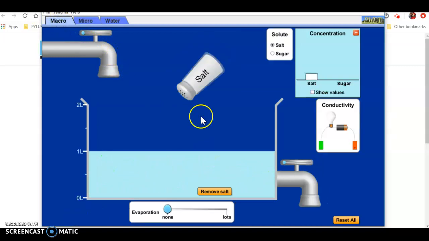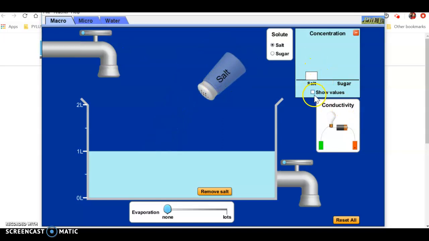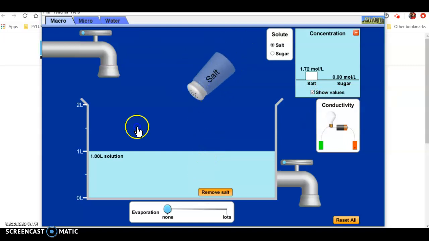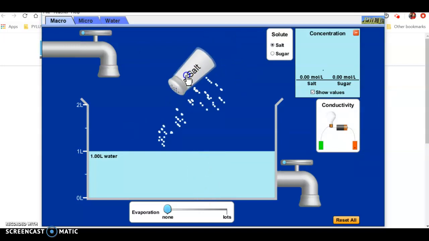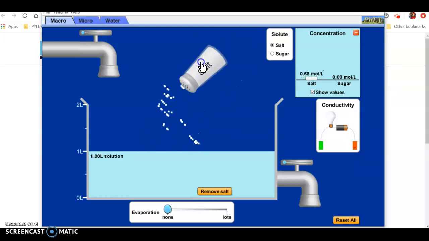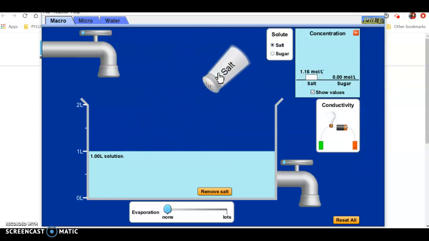I'll go back to micro and see what number two says. What happens to the concentration of the solution when you shake salt into the water? Well, here is concentration, little graph, and if I shake that in, you can see that it's increasing. If I click on this, it tells me an exact value. Oh, that's full, or I'm out of salt. So let me remove it and see what happens in case you missed it. What's happening in the concentration as I add salt?